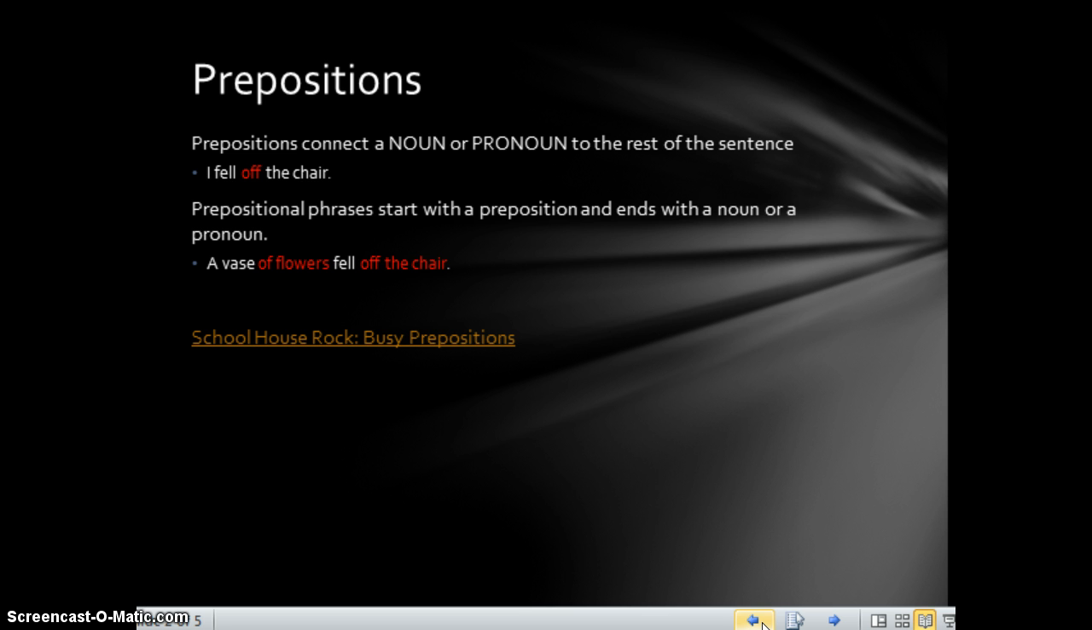There are also prepositional phrases. These start with a preposition and they end with a noun or a pronoun. As you can see in a vase of flowers fell off the chair, I've highlighted of flowers and off the chair in red. Of and off are both prepositions. And then since it has to end with a noun, flowers and chair are red as well.